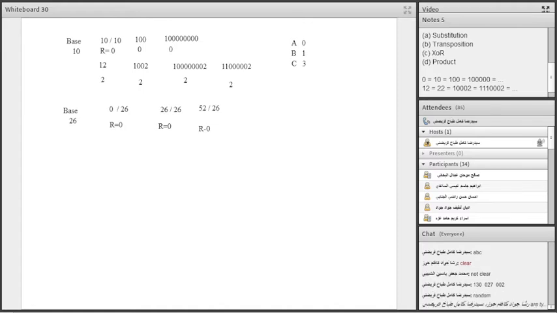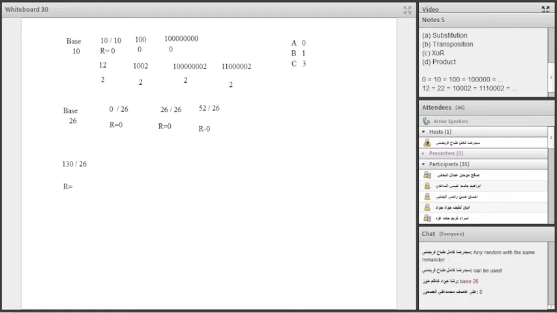Any random with the same remainder can be used. Yes, the base is 26. So the people said that it's not clear. You see what happens when you have 130 and you divide it by 26. What is the remainder? What is R? Okay, 0.